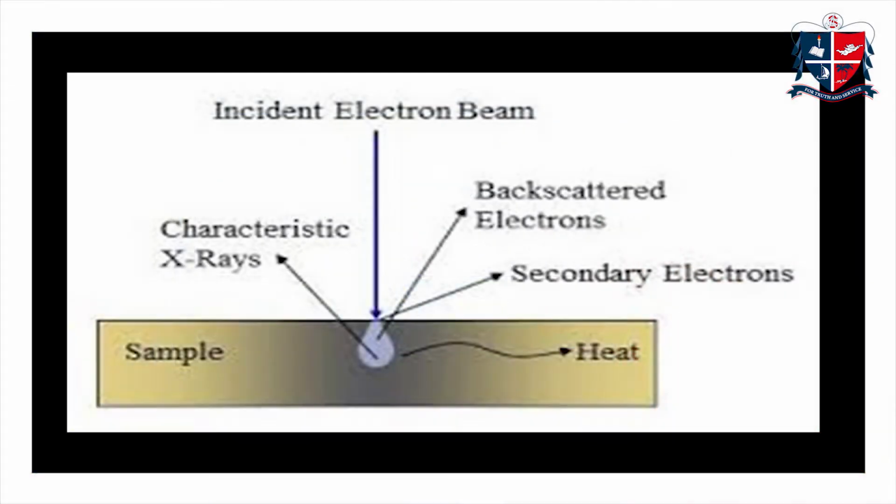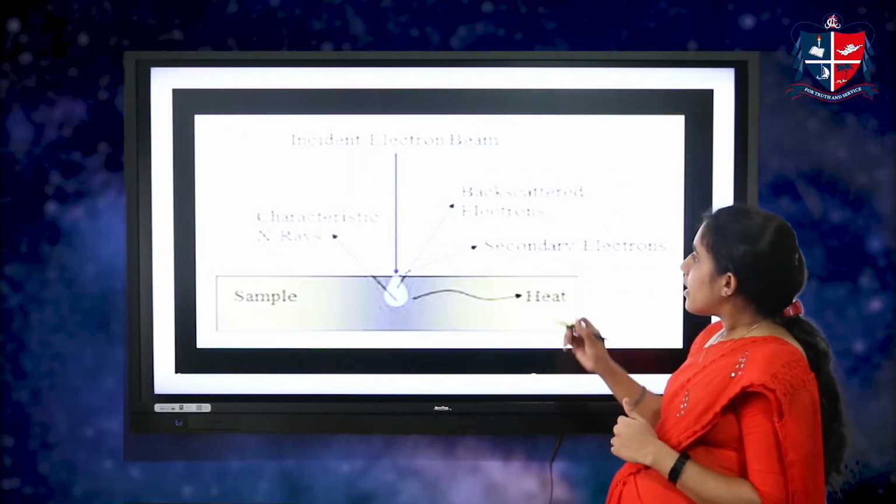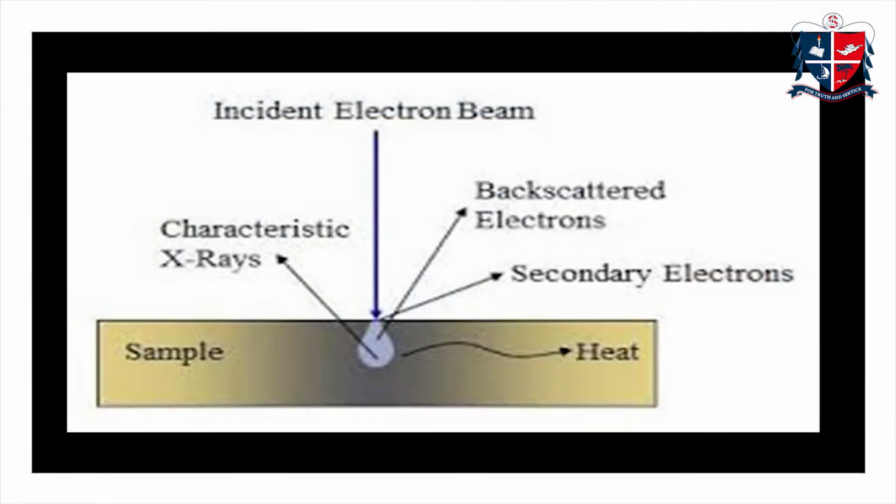To understand the working of the scanning electron microscope, look at this figure. In this figure, this is the electron beam and here is the sample. We are familiar with these two words, electron beam and sample. When the electron beam strikes the sample, backscattered electrons, secondary electrons and characteristic X-rays are ejected from the sample. Three things: backscattered electrons, secondary electrons and characteristic X-rays.